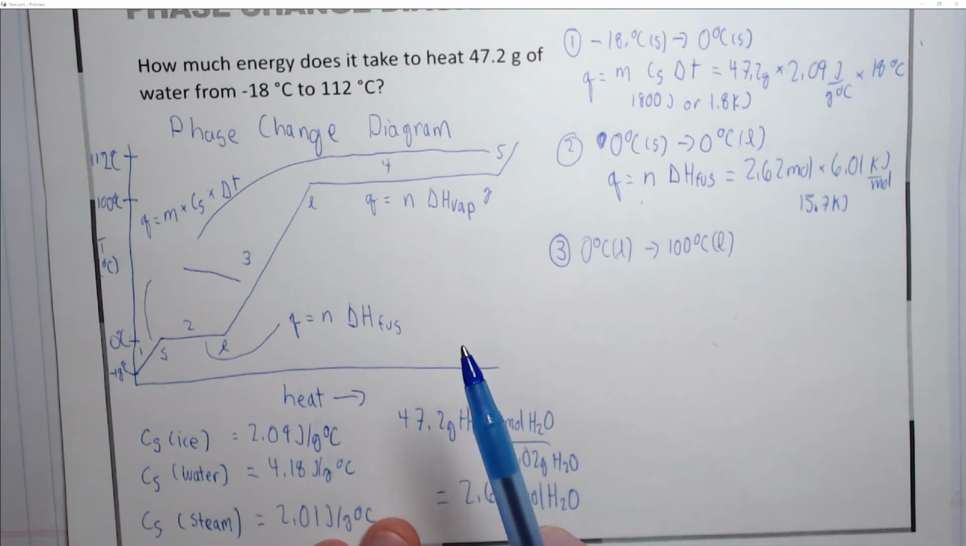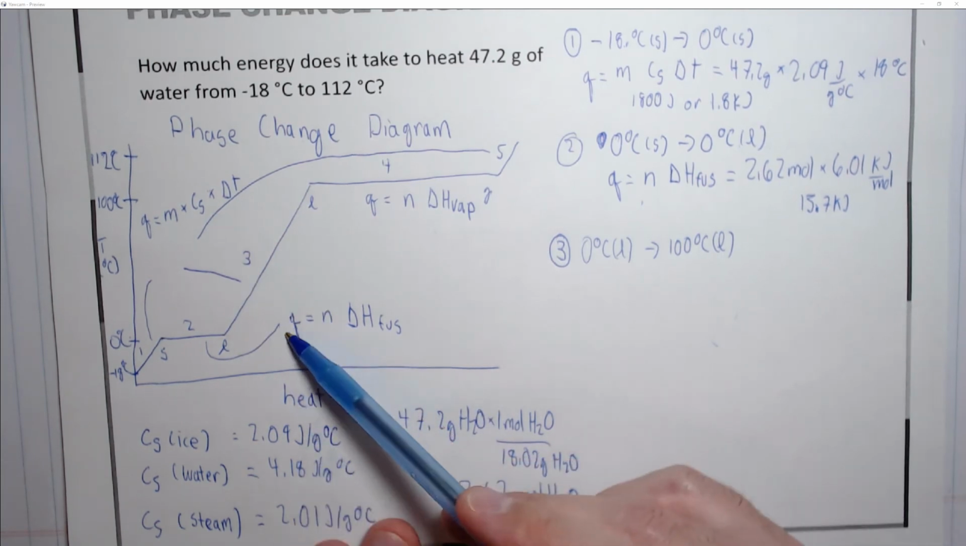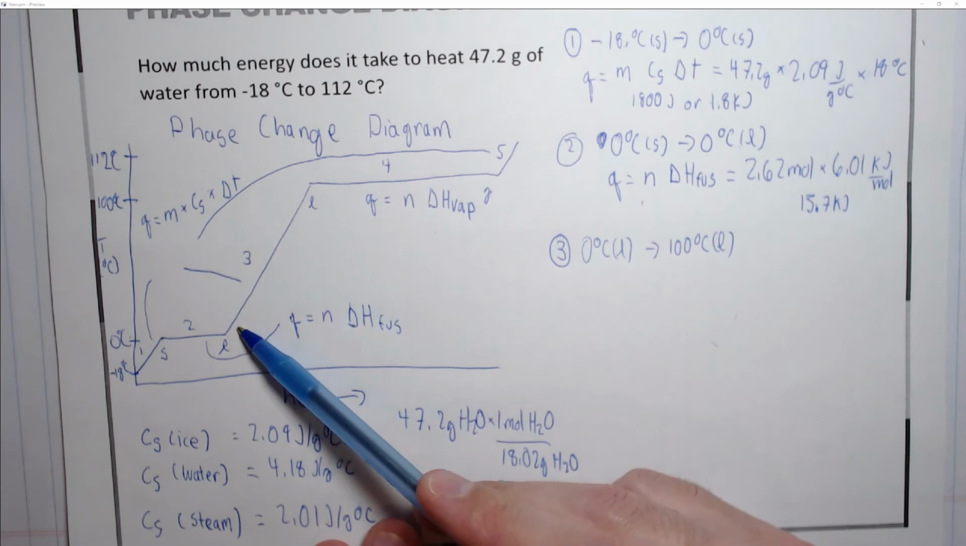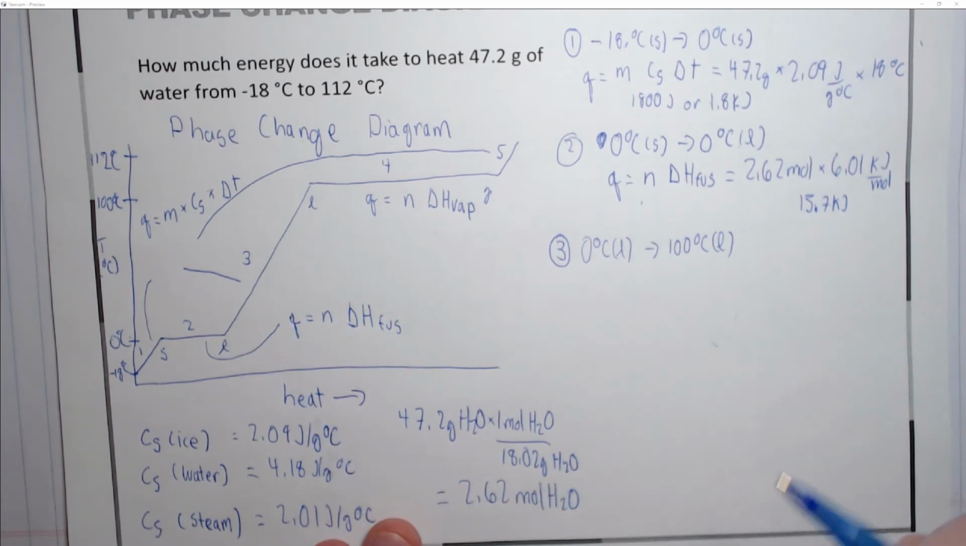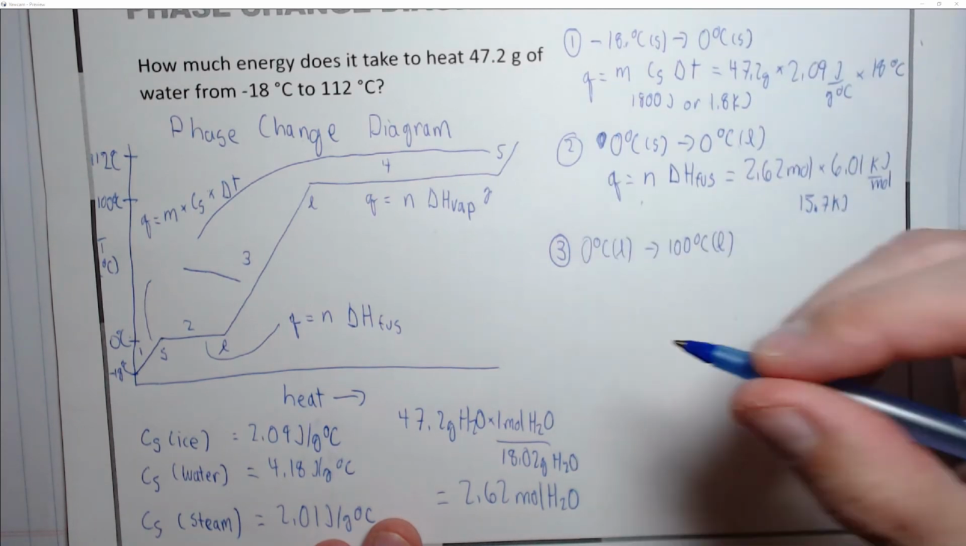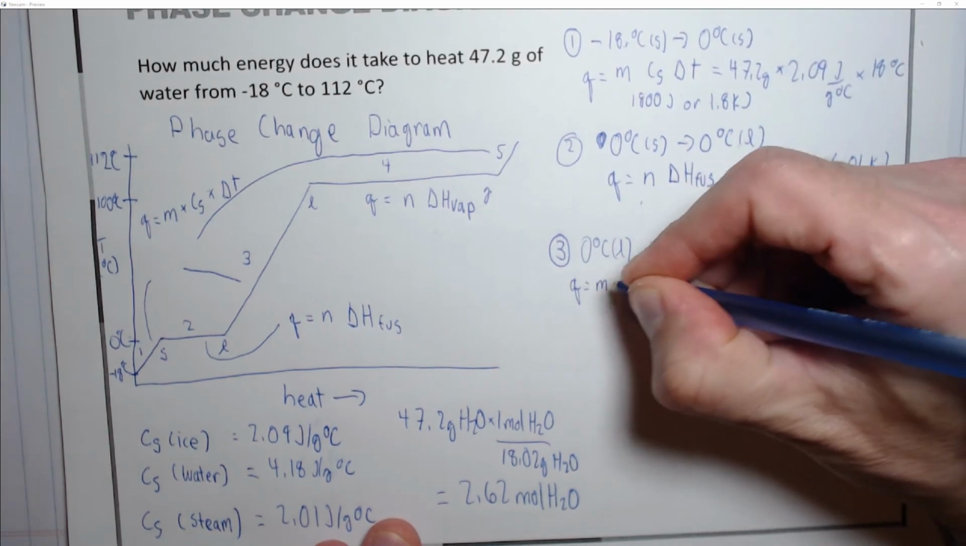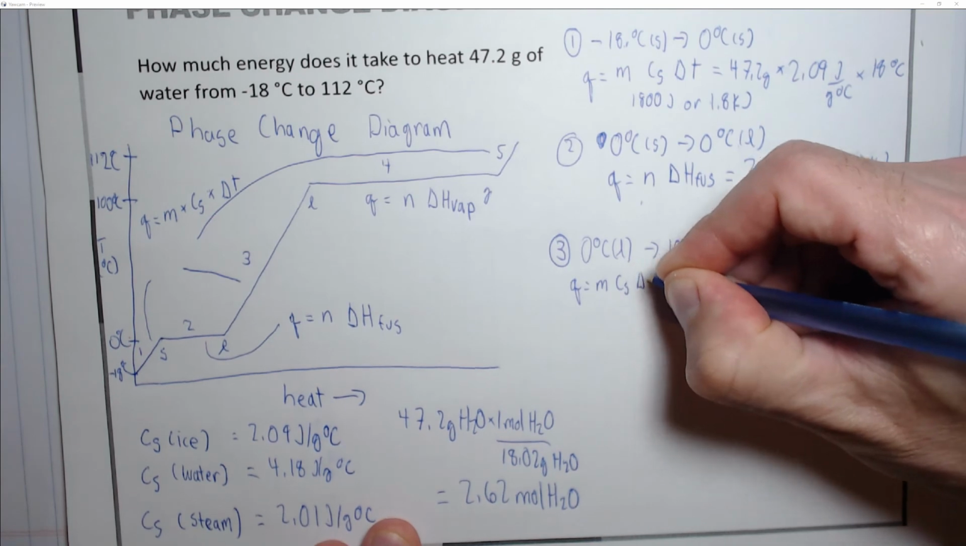In order to do this, we need to use this equation again. Again, we don't have the flat slope. We have the slope, if you will, or there is a temperature change, however you want to think about it. So we're going to go back to the other equation. Q equals m C sub s delta T.